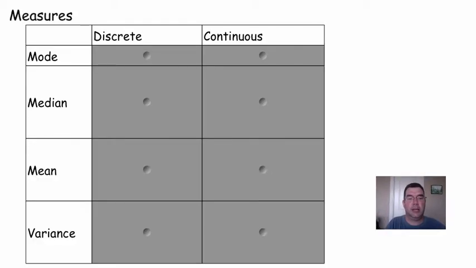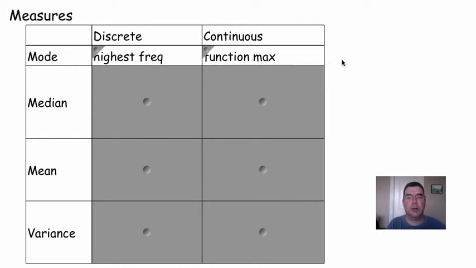All right, let's look at the measures of discrete versus continuous. If I wanted to find the mode of a discrete distribution, I would just look for the x that had the highest frequency. For continuous distributions, then I'm looking for the maximum of the function itself. So I would have to find the derivative of that function, set it equal to 0, make sure it's a maximum, all that stuff that we did when we were doing derivatives.